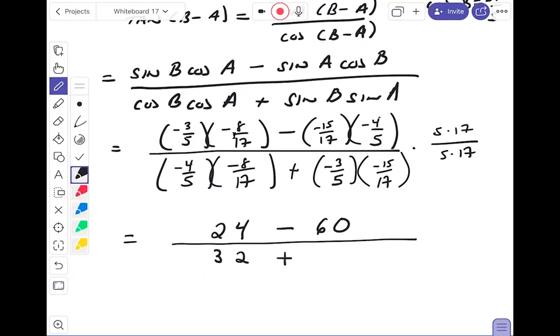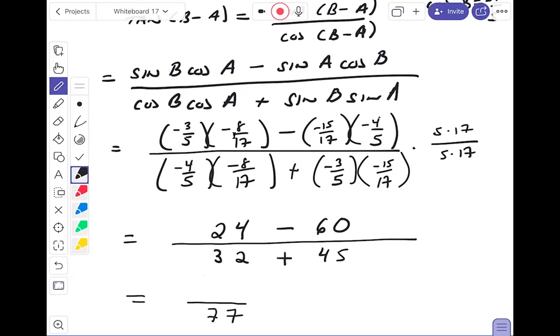Plus, let's see what you get over there. The 5 and 17 cancel, and you're left with minus 3 times minus 15, which is 3 times 15, which is 45. Again, I'm not saying I didn't make any errors, but I want to get to the end of this. And 32 plus 45 at the bottom is going to be 77.